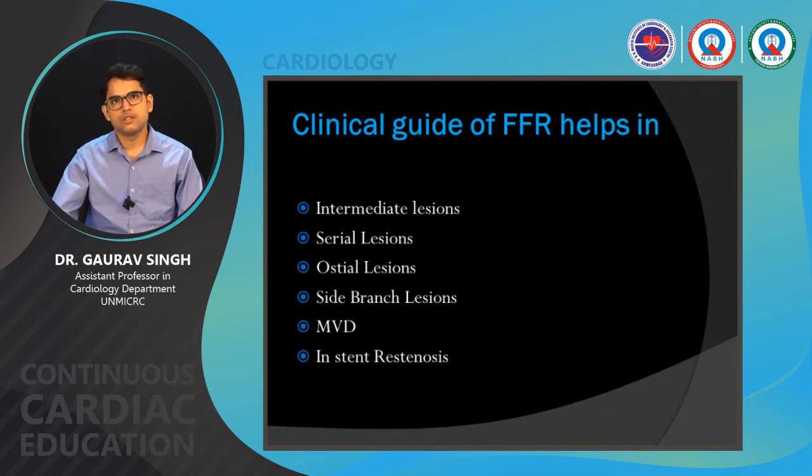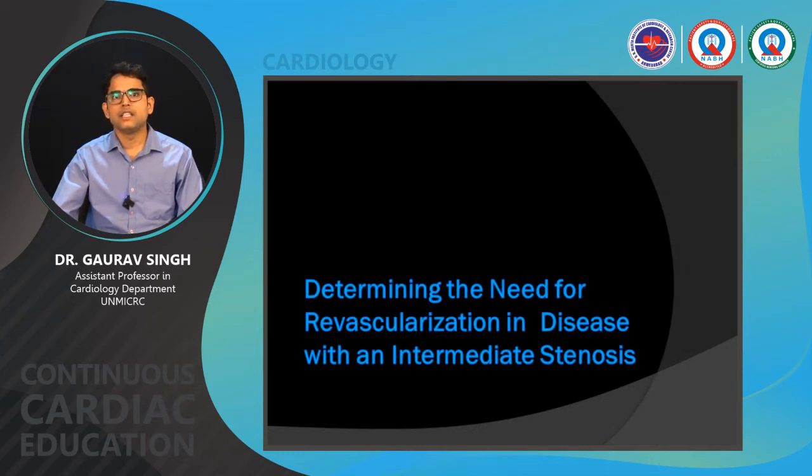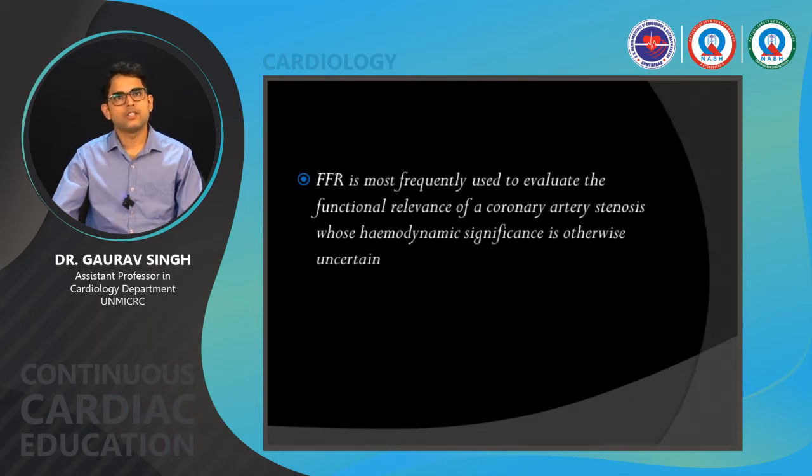In these situations, when we are in two minds whether to go for coronary angioplasty or bypass surgery, then we have to do FFR, and if the value is less than 0.75, then we are sure that these lesions are significant and we need to do something about it, either coronary angioplasty or bypass surgery. So determining the need for revascularization in disease with intermediate stenosis, FFR is most frequently used to evaluate the functional relevance of a coronary artery stenosis when hemodynamic significance is otherwise uncertain.